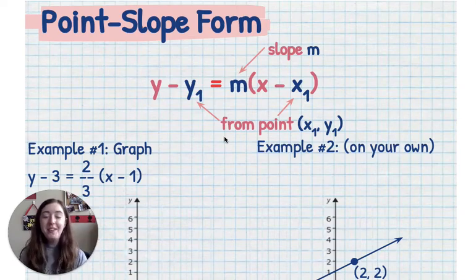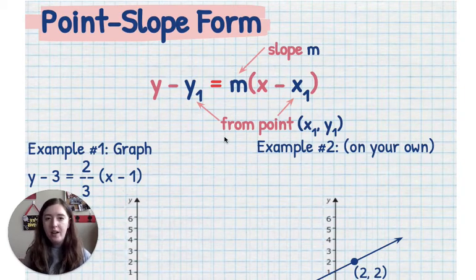Hey guys, we are going to be looking at point slope form of a line. So based off of the name, you can probably figure out that you're going to need a point and a slope to be able to figure out the equation of that line. So point slope form is y minus y1 equals m times x minus x1.